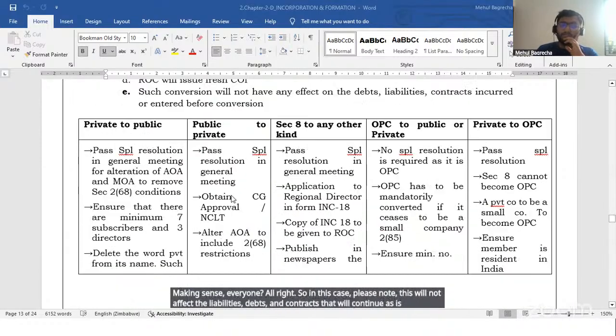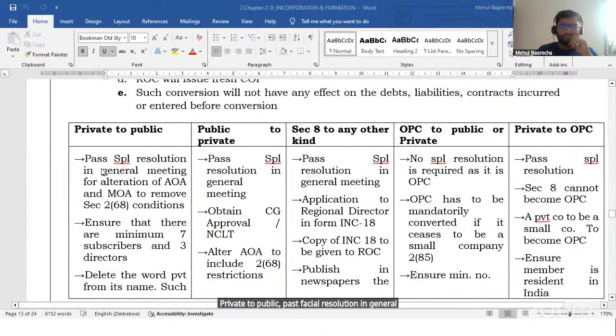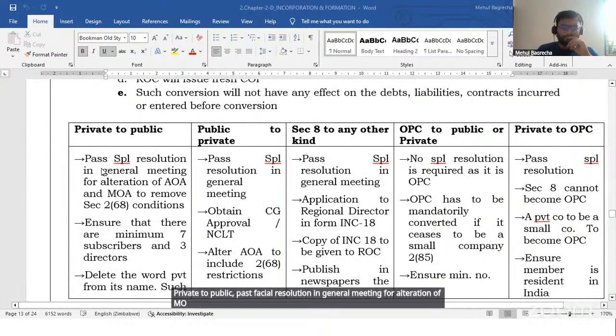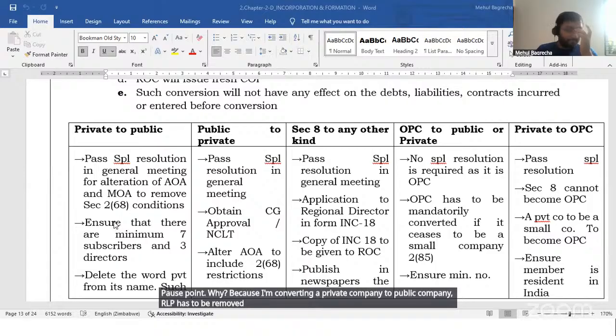Now let us go ahead one by one. We are going to see all the conversions. You will read wherever required, I will stop and explain. Start. Private to public. Private to public, pass special resolution in general meeting for alteration of MOA and AOA to remove section 2 clause 68 conditions. First point. Why? Because I'm converting a private company to public company. RLP has to be removed. Everyone with me? Priya, understanding?